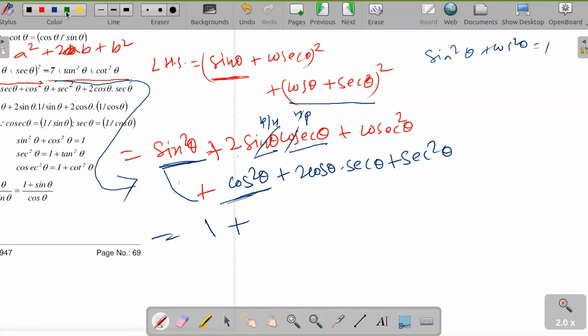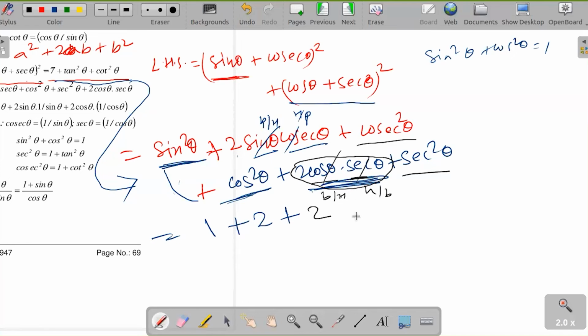What is remaining now? These things, let me mark them, these and these. Again, cos and sec are reciprocals. We know b by h and h by b, so this will cancel out. This will be 2. Plus, what is remaining now? Cosec square theta plus sec square theta. So now it is 1 plus 2 plus 2, that is 5, plus cosec square theta.